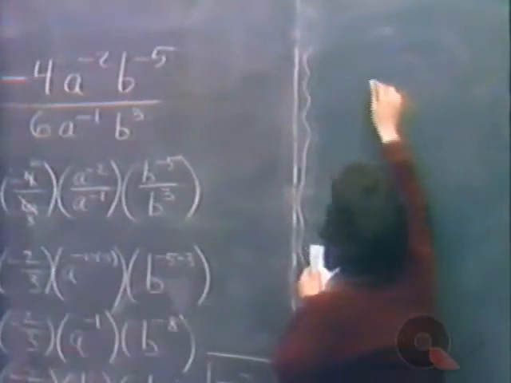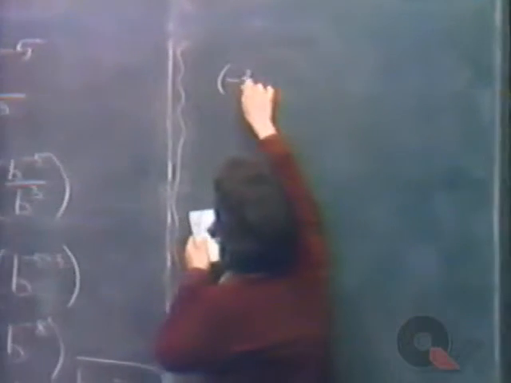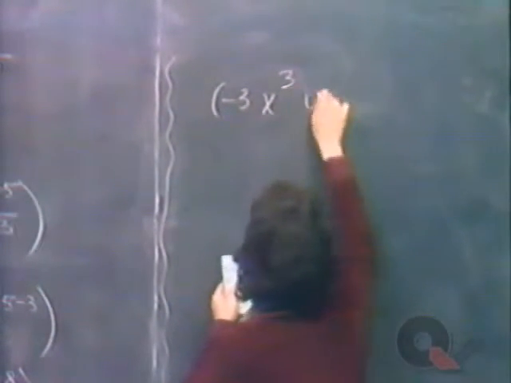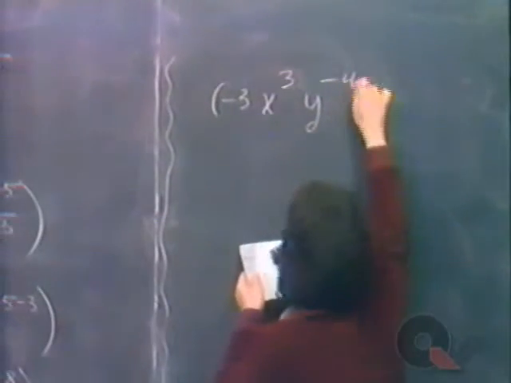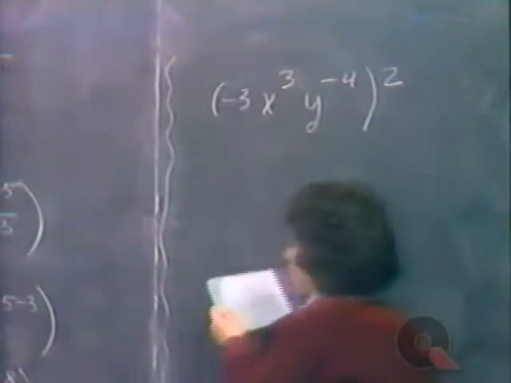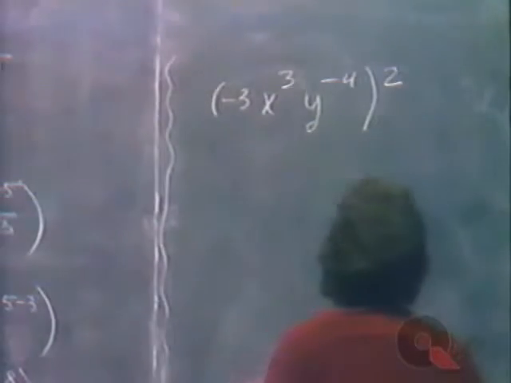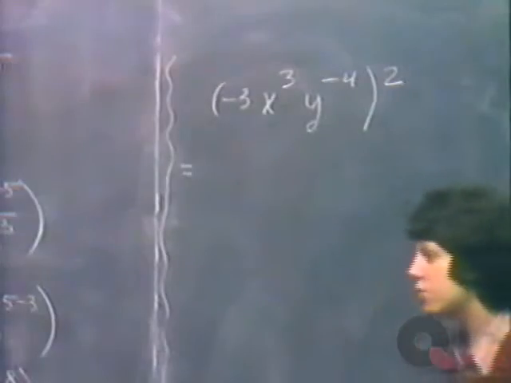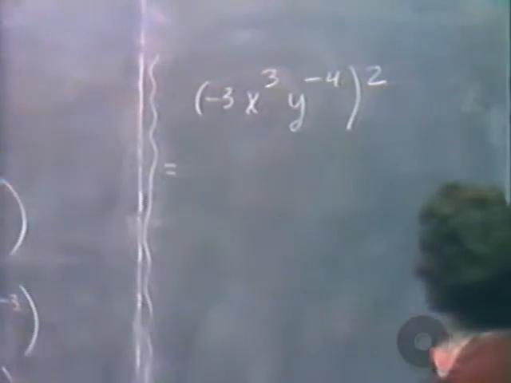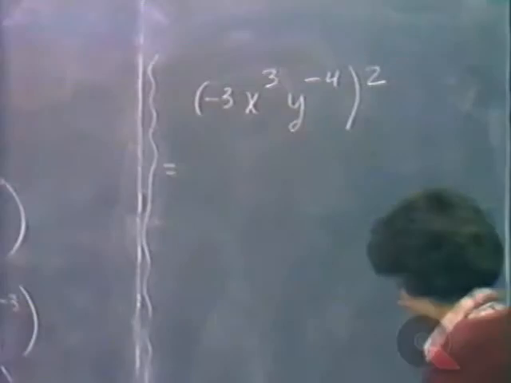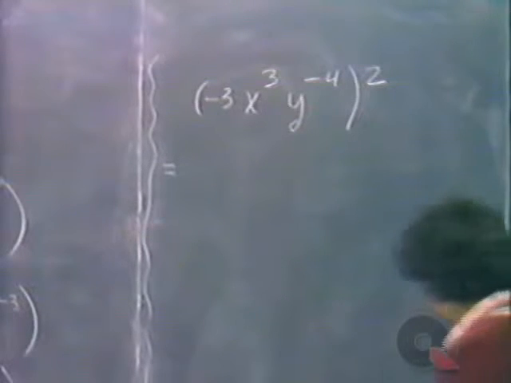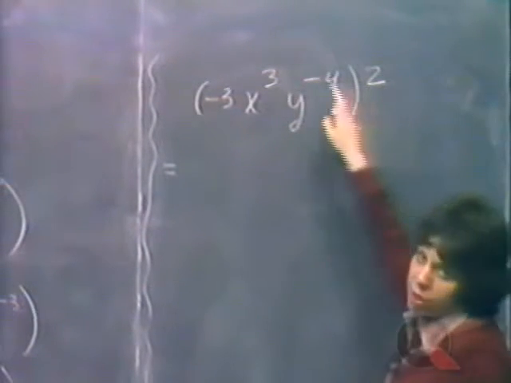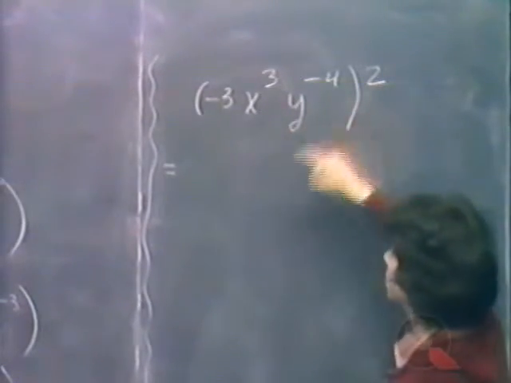Okay, let's try another example. Minus 3 x to the 3rd power, y to the minus 4 power, quantity squared. The whole thing squared. We're going to start by using rule 4 here. Okay? We have like a, b, c to the nth power. We're going to make it a to the n, b to the n, c to the n.